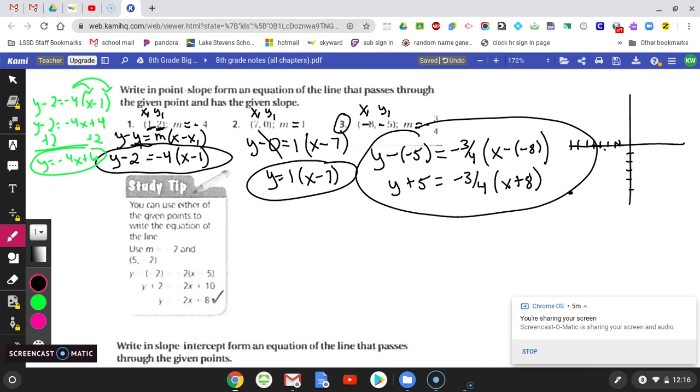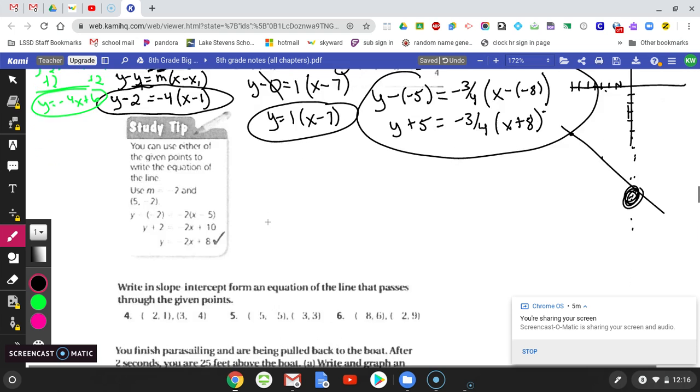So 1, 2, 3, 4 over 4. Or down 3, left 4, down 3, left 4. And I would have to keep going until I found that point here. It's more work. The y-intercept wasn't given to you. If I need it in slope-intercept form, I have to have the y-intercept. So I would have had to keep extending it out until I could figure out where it ended up crossing my y-intercept. But because I'm putting it in point-slope form, it doesn't matter. Any point will work with the slope.